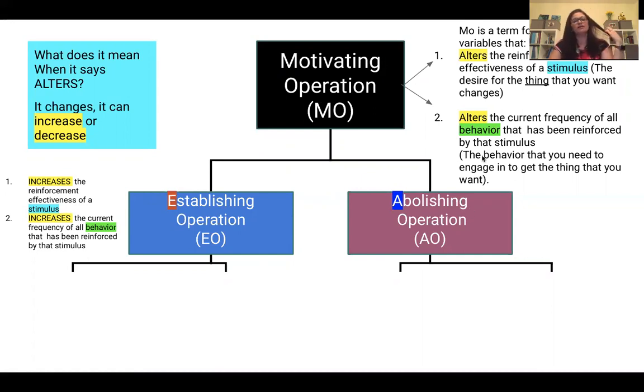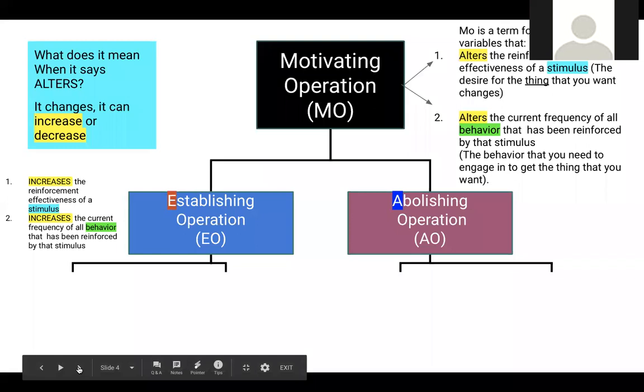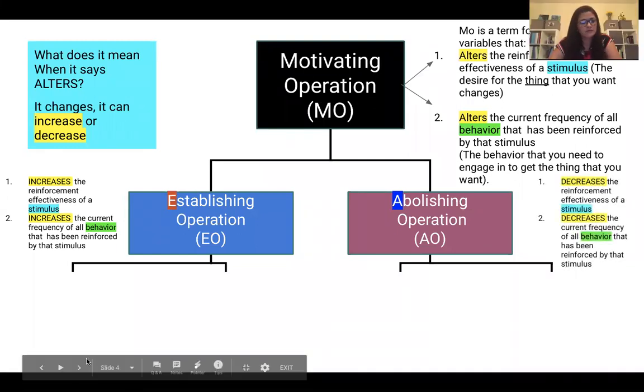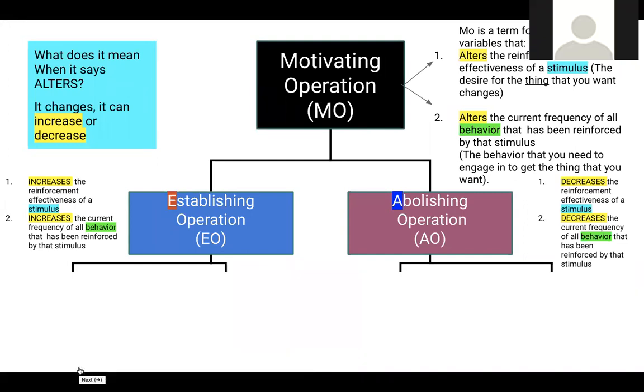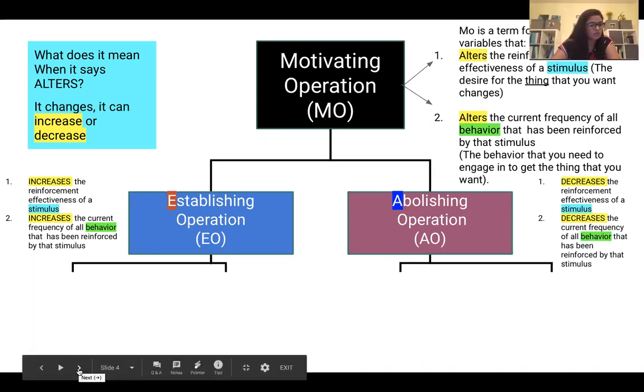Okay, now that that was easy, let's do the definition for abolishing operation. What would we change in the definition? Decrease. So you would change alters to decrease, right? Yes, it's exactly the same thing. Okay, so the next one: establishing operation has two. Who can tell me the two that they are? Value and behavior altering. Yes, good, thank you.